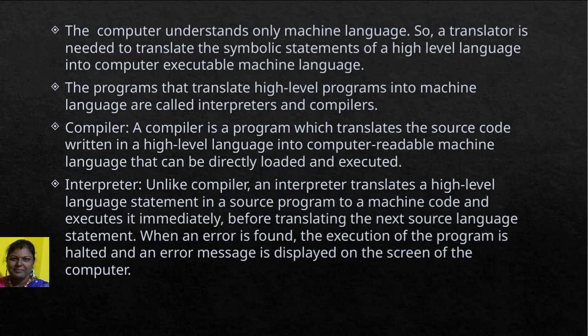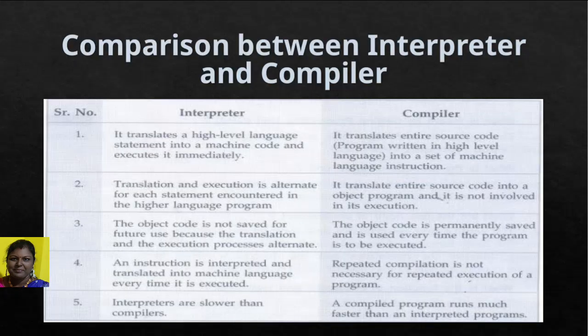To wrap up, let's quickly compare interpreters and compilers. Interpreters translate code line by line, making them great for testing and debugging. Compilers, on the other hand, translate the entire program at once, which usually means faster execution. Both have their strengths, and understanding these helps us choose the right tool for the job.